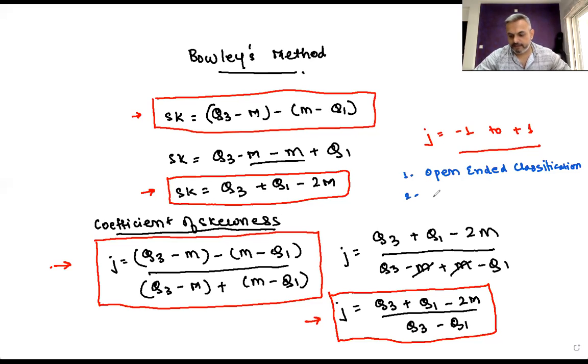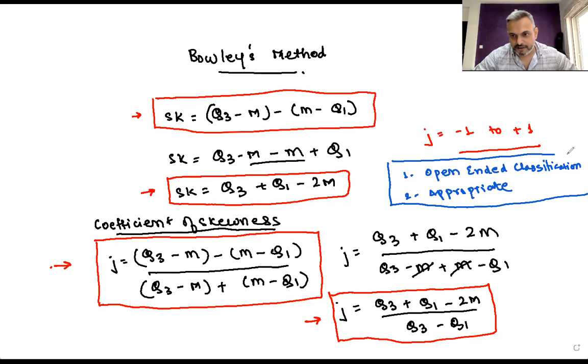Second, as given in the textbook, is when it is appropriate. So for you, it's appropriate when it is given in the question. If it isn't given in the question, go for Bowley. If it is not given in the question and it's an open-ended classification, you will have to go for Bowley's method. So you have to remember this as well. For open-ended classification, to find skewness, we have no option because we can't find the mean, because we can't find the mid value. So we have to go for Bowley's method.